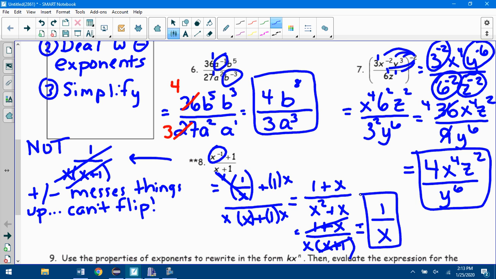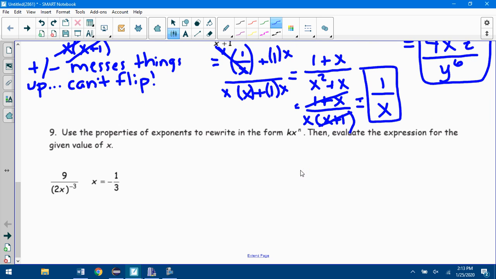All right, so that last one doesn't come up too often, but I just wanted to show you that because it is a little different. All right, so hopefully you're starting to get the hang of it. There's tons of practice on the homework with that. Let's do one of those kind of wordy problems like I showed you yesterday. Use the properties of exponents to rewrite in the form kx to the n, then evaluate the expression for the given value of x. So basically we want to write it with positive exponents again.